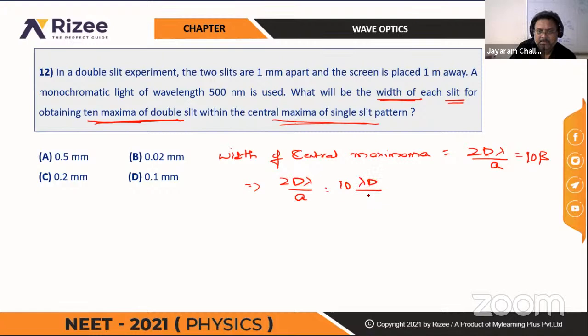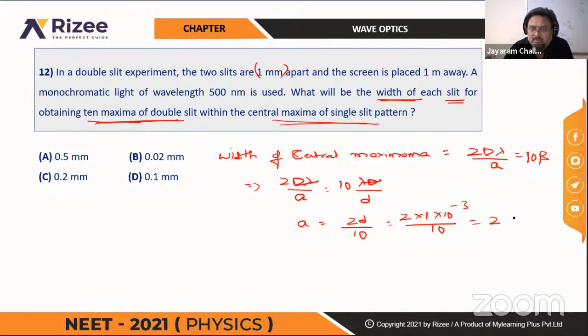The formula is beta equals lambda into capital D by small d. Lambda into capital D can be removed from here, and we can say that fringe width a is equal to 2 into small d by 10, or you can also cancel them in either case. 2 into small d is how much? This is 1 mm apart, 1 into 10 to the power of minus 3 by 10. So that comes out to be 2 into 10 to the power of minus 4, or we can say 0.2 millimeters. So this is the situation.